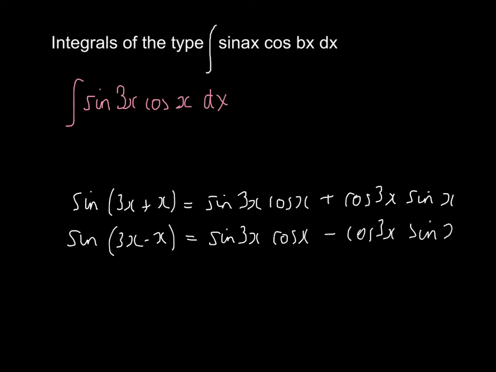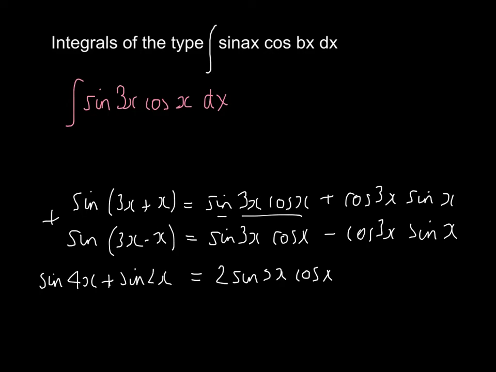And then what we need to do is to look at what we want, which is actually this term. And if we add the 2 of these together, we'll get, on the right-hand side, 2 lots of sine 3x cos x. And the second terms, because one's plus and one's minus, when you add them, they disappear. So on the left-hand side, if we're adding these 2 terms, we've got sine 3x plus x is 4x, and 3x minus x is 2x.